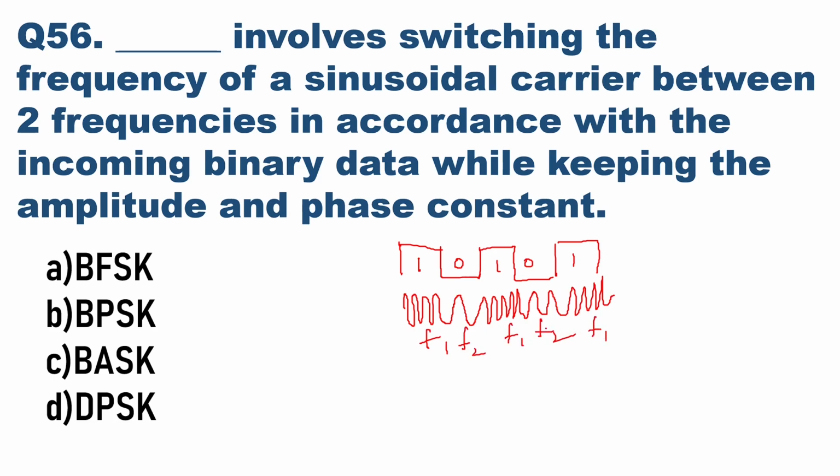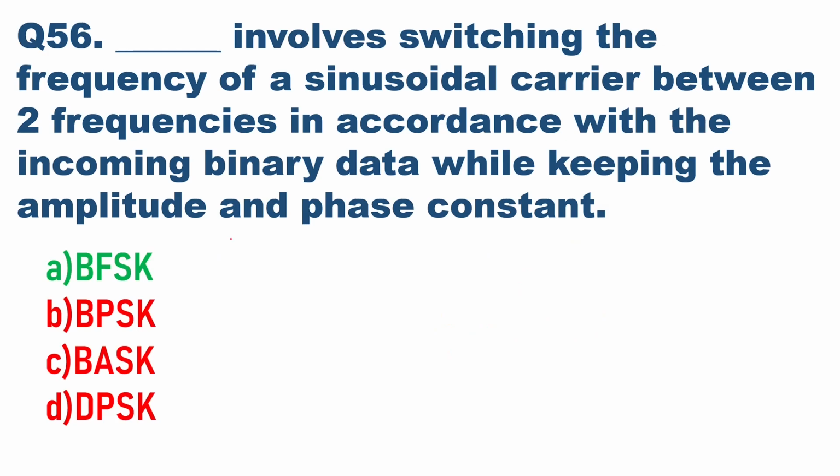you can have F1. So you are going to switch between two frequencies, and this method, in which there is switching of the frequency of a sinusoidal carrier between two values in accordance with the incoming binary data, this modulation system is called binary frequency shift keying. So it is option A, which is the right answer here, binary FSK. BFSK is the right answer. So here you can see option A, BFSK, is the answer for this definition.